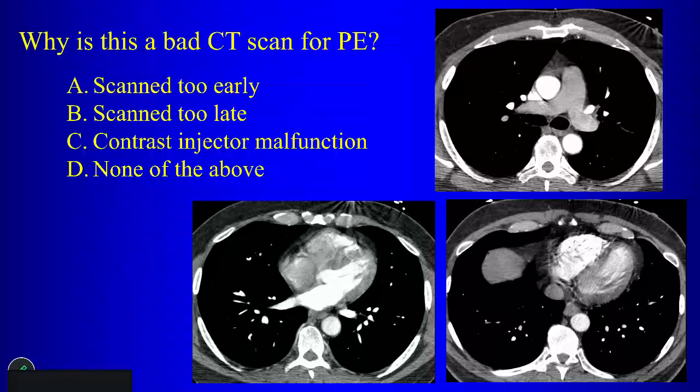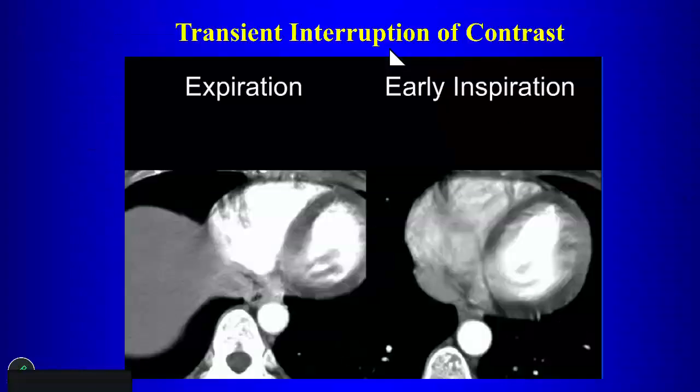When a patient takes in a deep breath, it draws in blood from the inferior vena cava. The blood in the inferior vena cava is not opacified, right? Because the contrast is coming in from the top. So the unopacified blood goes into the right-sided chambers, mixes and dilutes out the contrast that you have. So in between your contrast column, you will have this blood that does not have contrast in it. That's called transient interruption of contrast.